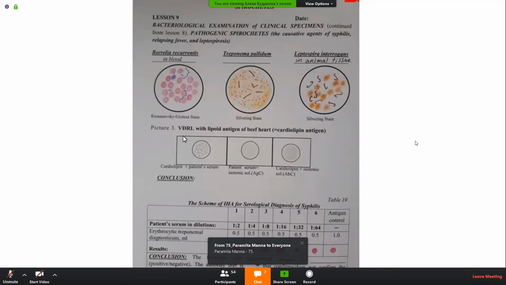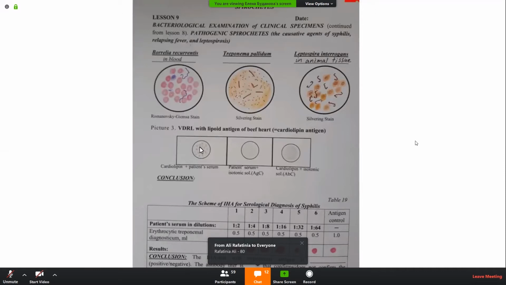Then picture 3, it is the venereal disease research laboratory test, used as a non-treponemal test because cardiolipin antigen is employed. It is not a treponemal antigen, but it helps to detect anti-treponemal antibodies, reagents, or they look like anti-treponemal. And you will see a slide. We're supposed to perform this procedure during class, but if not, you can draw it.